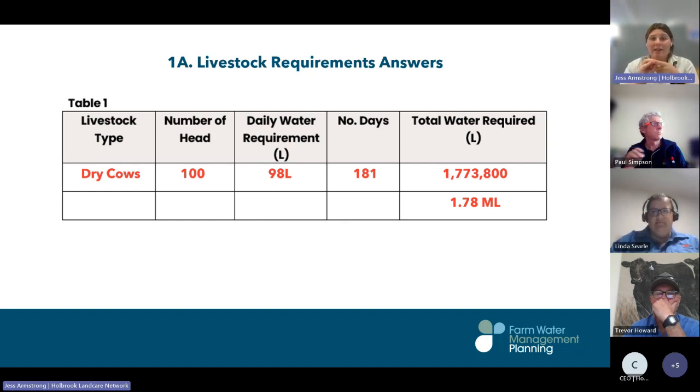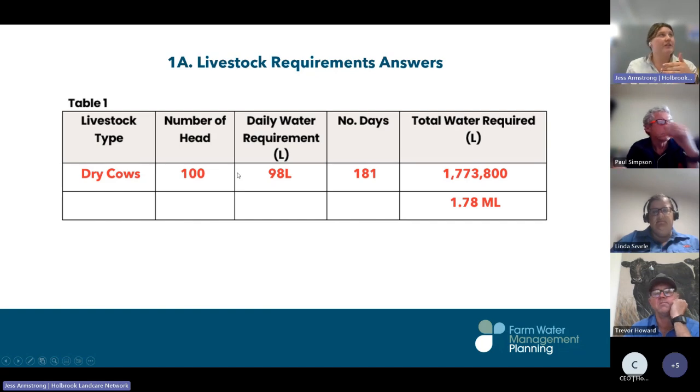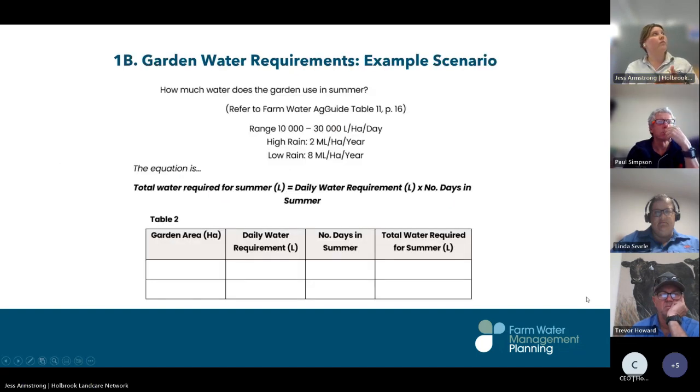That leaves us over that summer period knowing that our 100 head of cattle are going to drink 1,773,800 litres of water, which is also 1.78 megalitres of water. So that's quite a considerable amount of water that they are consuming during that summertime period. So we already know that to be able to sustain our 100 head of dry cattle, we need to have 1.78 megalitres of water on hand, and it needs to be good quality.